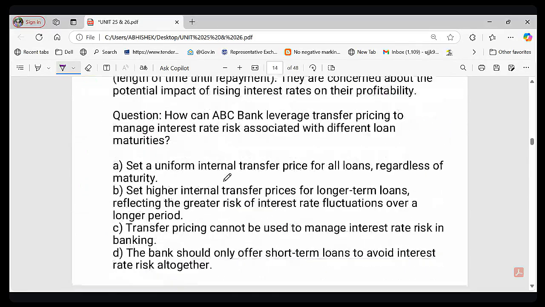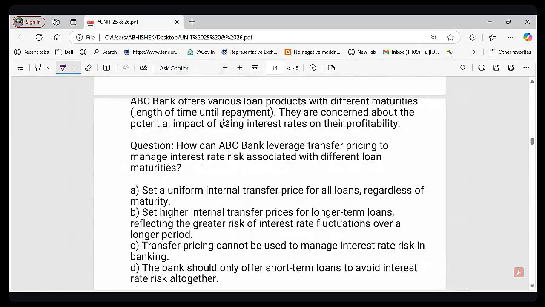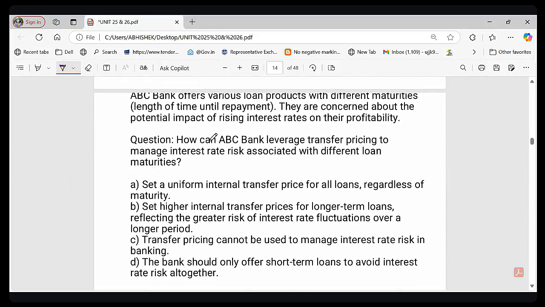The next question is on your screen. This is another question based on transfer pricing, as you can see, because transfer pricing question is most frequently asked. So the question is, ABC Bank offer various loan product with different maturity, right? So they are concerned about the potential impact of rising interest rate on their profitability.